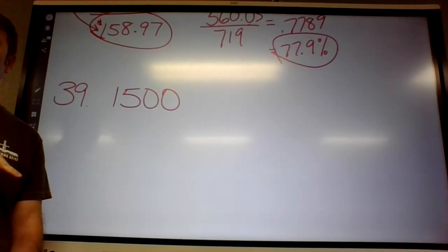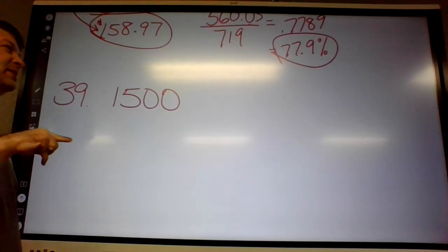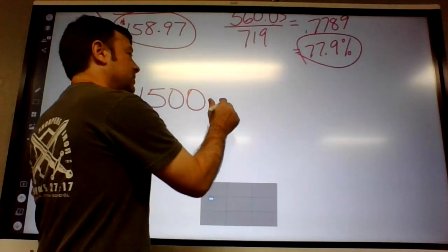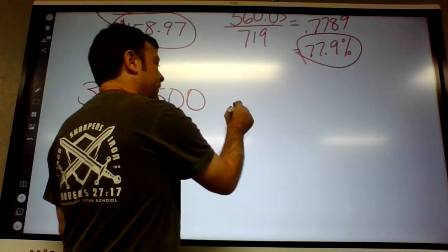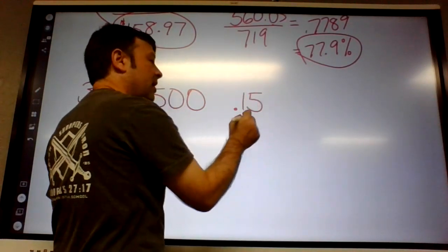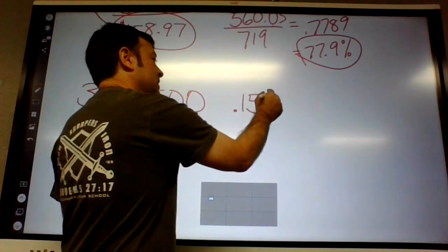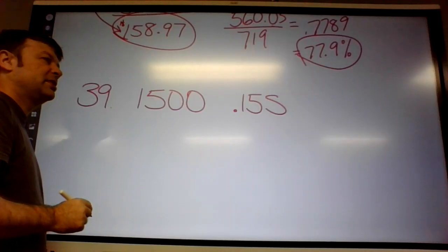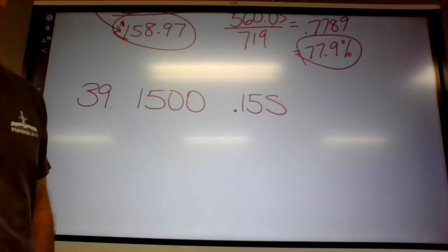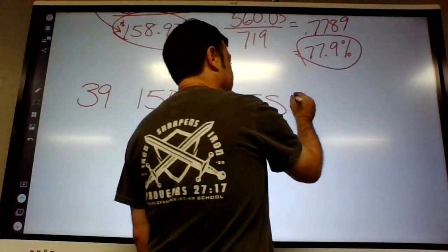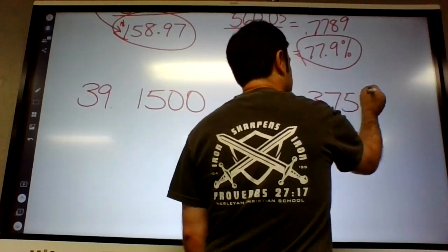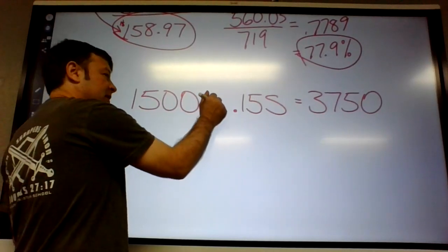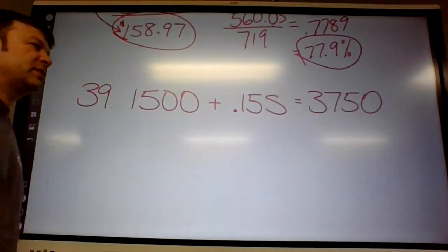Plus, he's gonna get 15% of what he sells. So how would I write that? He's gonna get 15% of his sales. And altogether, he wants to make 3,750. So he's gonna get $1,500 just for having the job. Then he's gonna get 15% of what he sells.